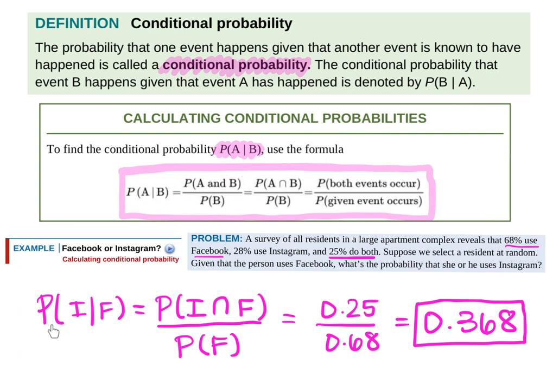So the probability that this Facebook user is also an Instagram user, right? We do A and B, so the probability that they are both, which is 25%. And then we divide it by the thing that we know, this second part here, or P of B, P of F, P of Facebook, probability of using Facebook, that is. And that's 68%. So that divided by that is about 36.8% that this random resident uses Instagram knowing that they also use Facebook. Conditional probability.